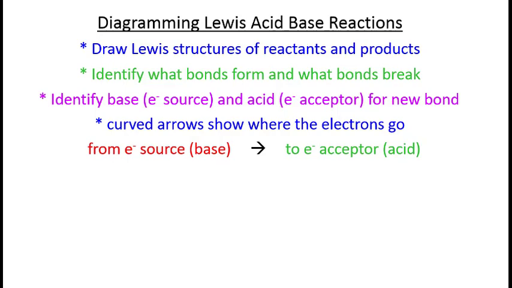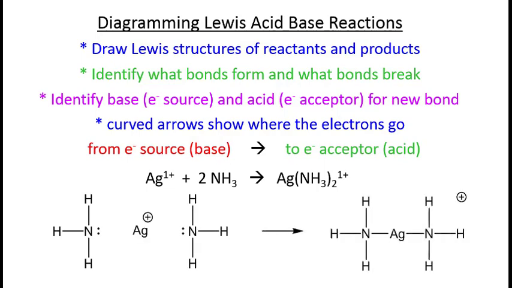For the new bonds, the arrows start at the base, literally at the electrons that are shared, and end at the specific atom that accepts the electrons. Our first example is this reaction, where silver reacts with two ammonias to form a new complex ion. For our purposes here, the product is simply a polyatomic ion. We start by drawing the reactants and the products. We identify the new bonds that form, in this case, two new silver-nitrogen bonds.